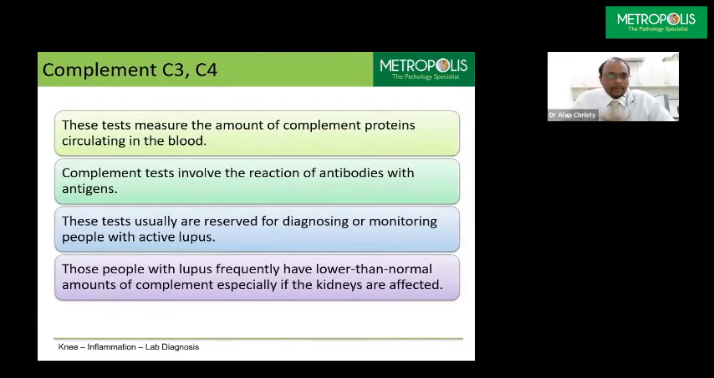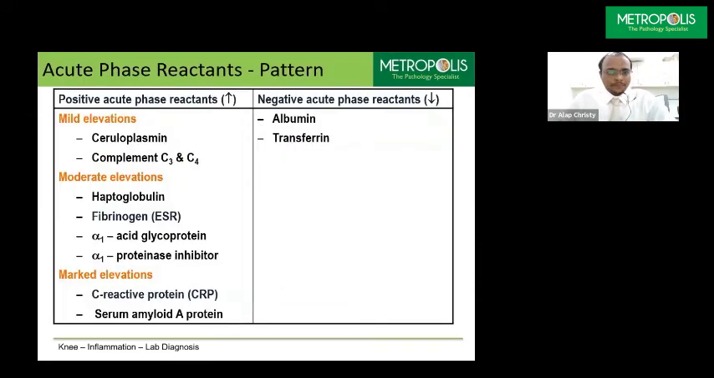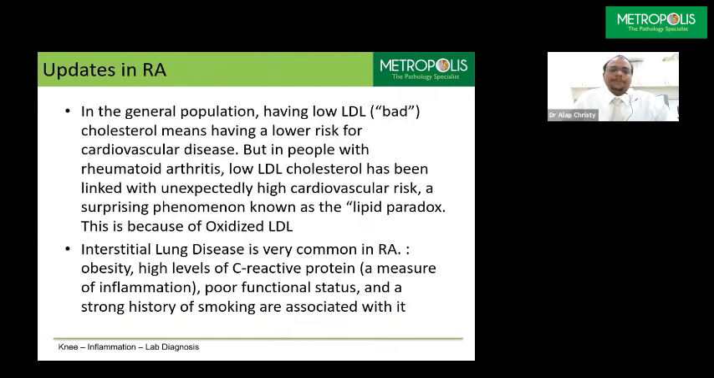Other tests are complement C3 and C4, because this test measures the amount of complement protein circulating in the blood. They involve the reaction of antibodies with the antigens, and they are mostly reserved for the diagnosis and monitoring of patients with active lupus. People with lupus frequently have lower than normal amounts of complement, especially if the kidneys are affected. These are some of the acute phase reactants which are also used, because acute phase reactants, as we saw in the EULAR criteria, are used to diagnose RA. So: complement, ceruloplasmin, haptoglobin, fibrinogen, then CRP, albumin, transferrin. These are some of the APRs.